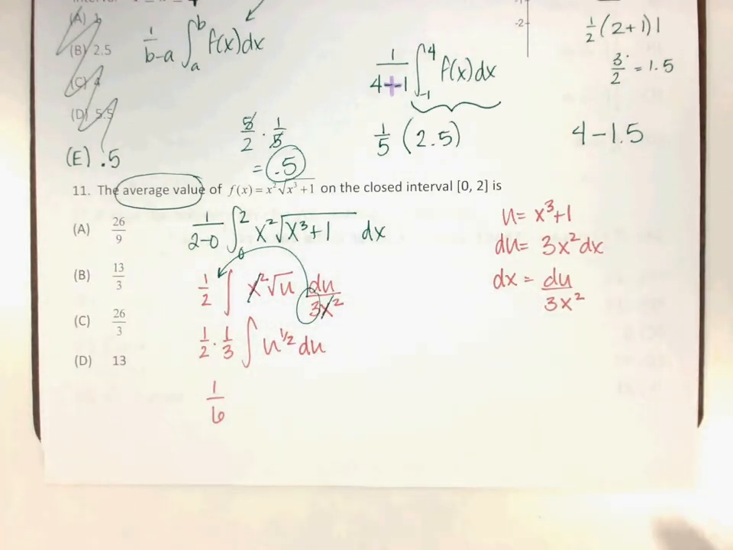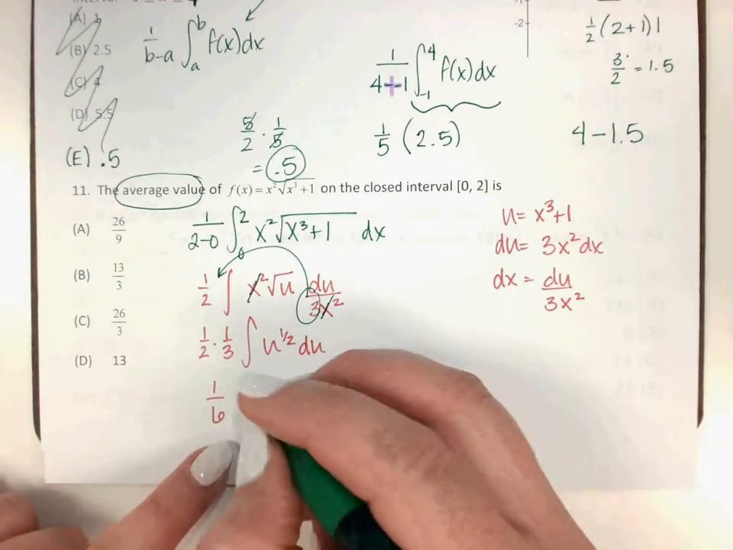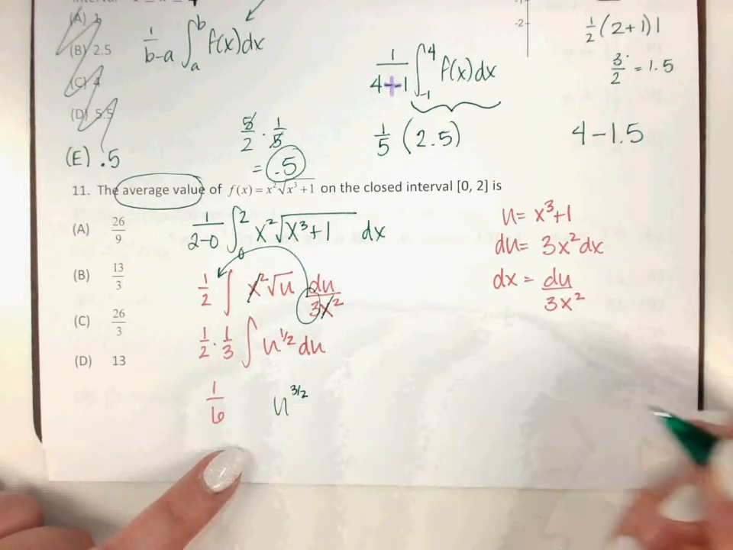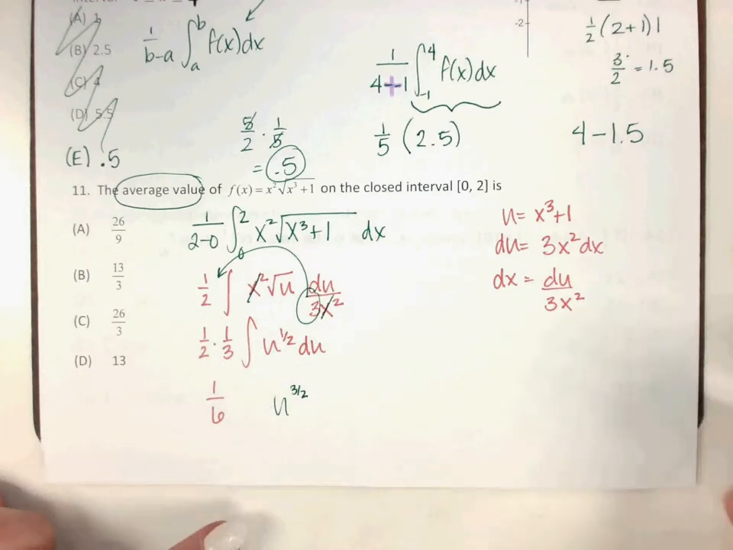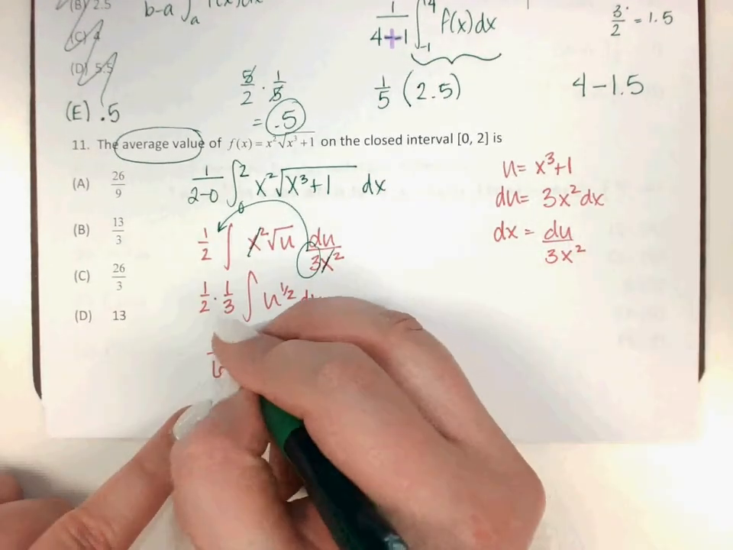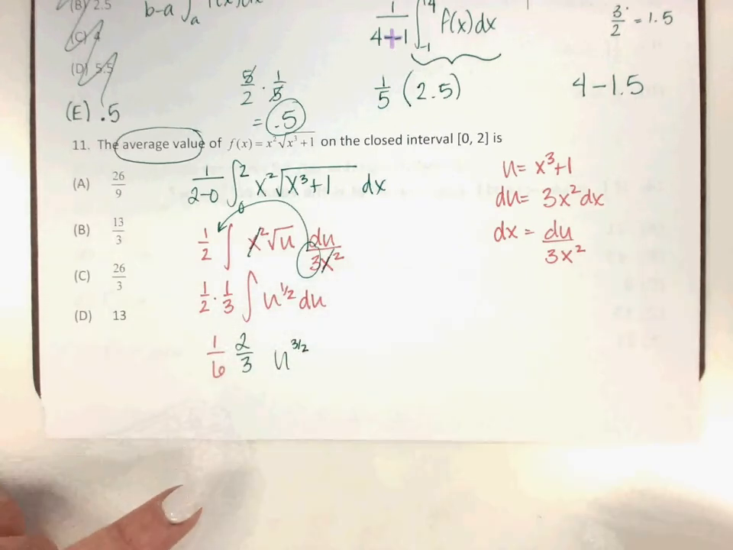Add 1 to a 1/2, what do you get? 3/2. And if I divide by 3/2, what am I multiplying by? 2/3, now next to a 1/6.